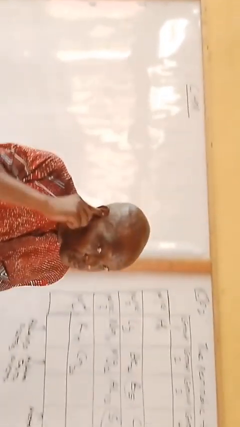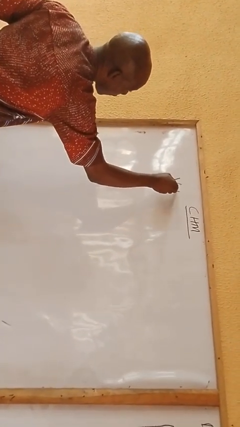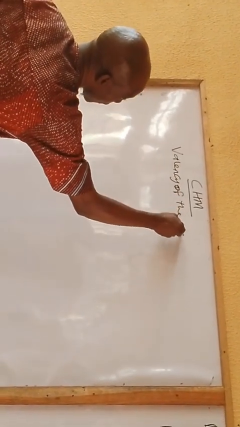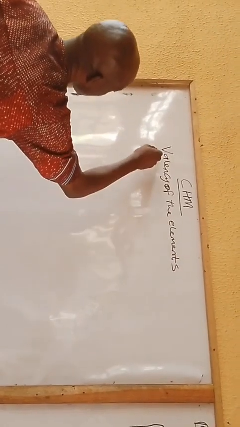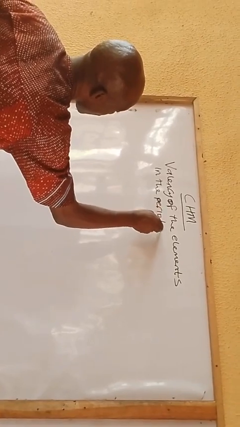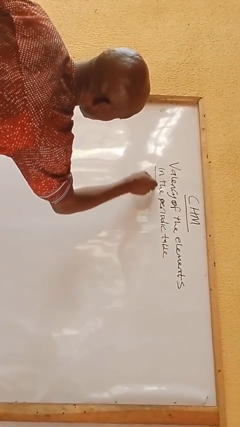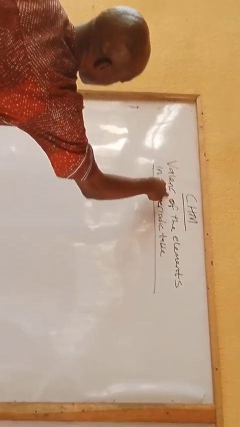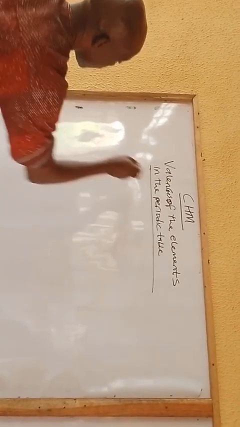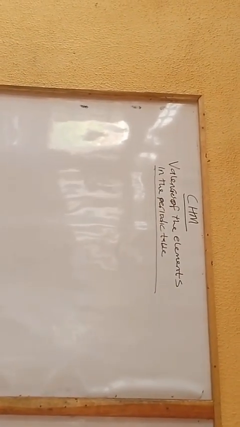Today we are looking at periodic table theory, and what we are looking at principally in this lesson is the valencies of the elements in the periodic table.